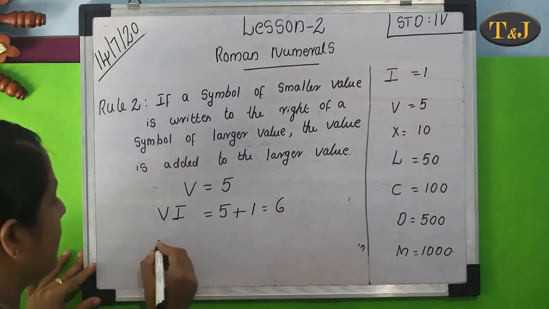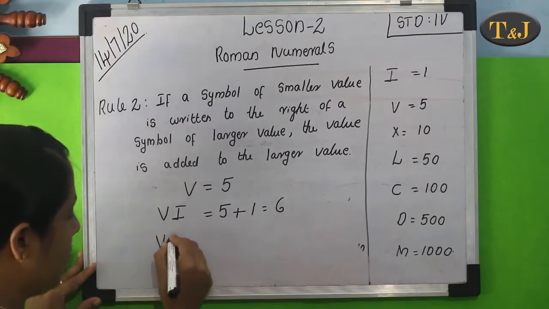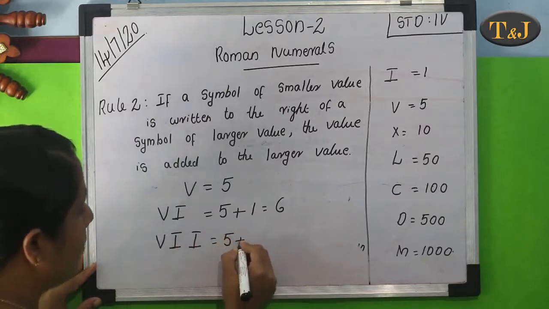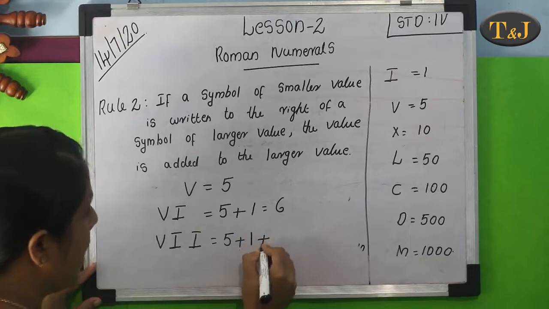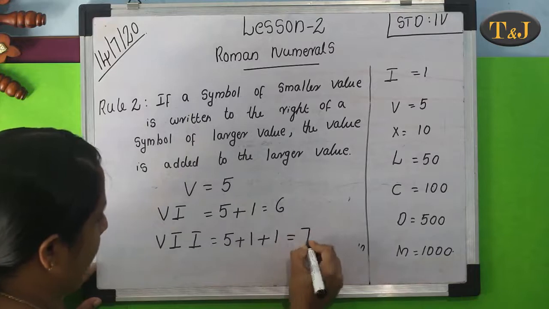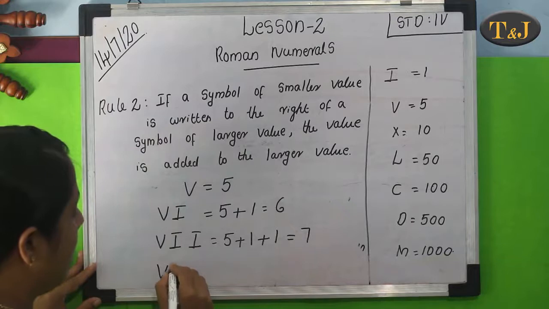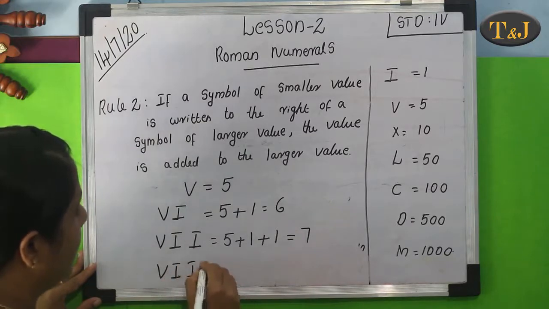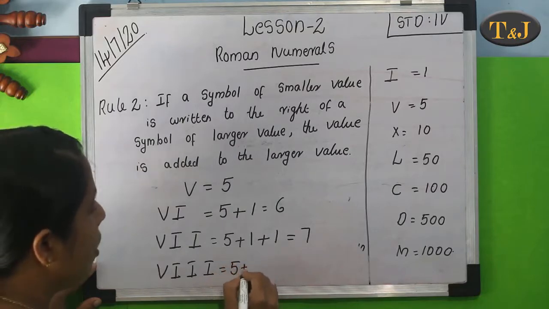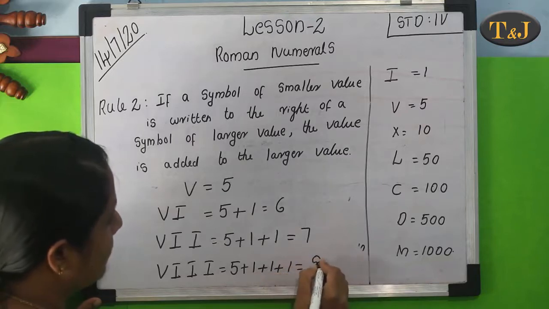Then next we want the number 7, that is writing V, then writing I and another I. That is V means 5 plus I means 1 plus another I means 1. Then 5 plus 1 plus 1, that is 7. Next we want 8. That is V, I, I, I. I can be repeated 3 times. That is 5 plus 1 plus 1 plus 1 equals 8.